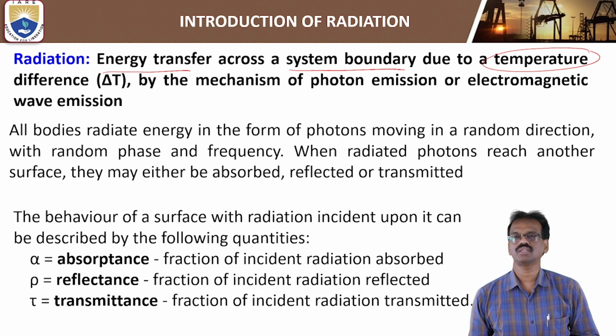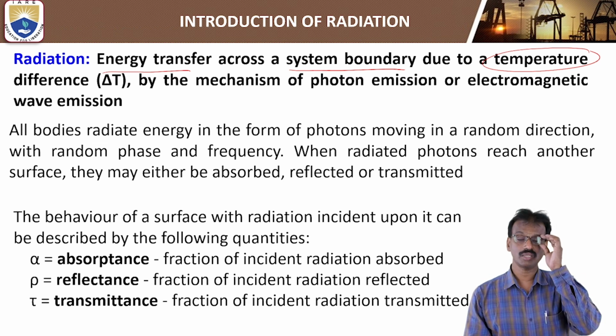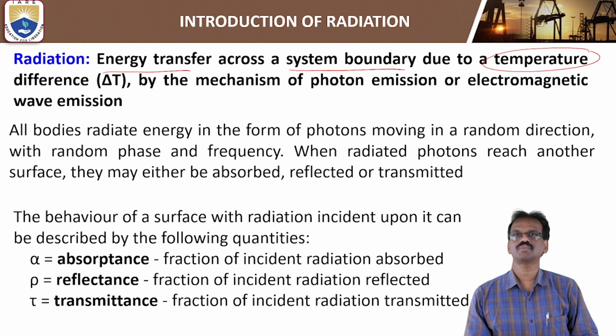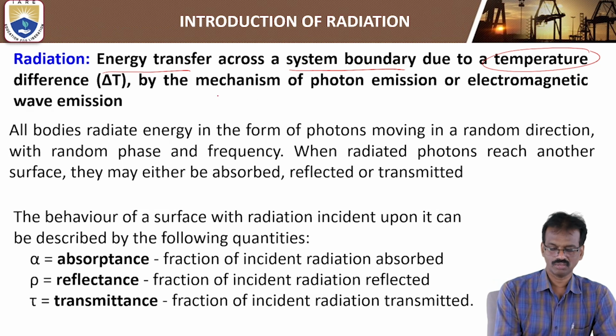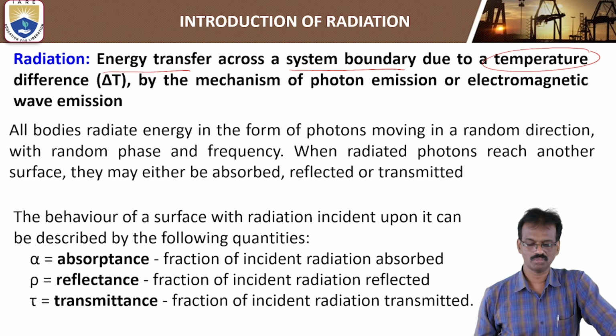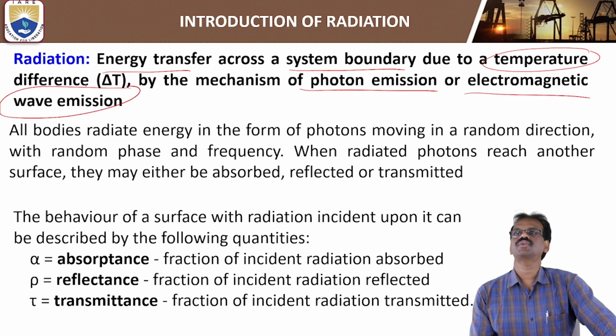In convection, the mechanism is particle movement, which occurs in two types. We already saw that by the buoyancy effect, that is free convection. If the particle movement occurs by some external agent, that is forced convection. Here, the mechanism for the transfer of heat from one body to another in radiation is photon emission, electromagnetic wave emission, a wave phenomenon. It means energy is transferred through electromagnetic waves in the form of photons.